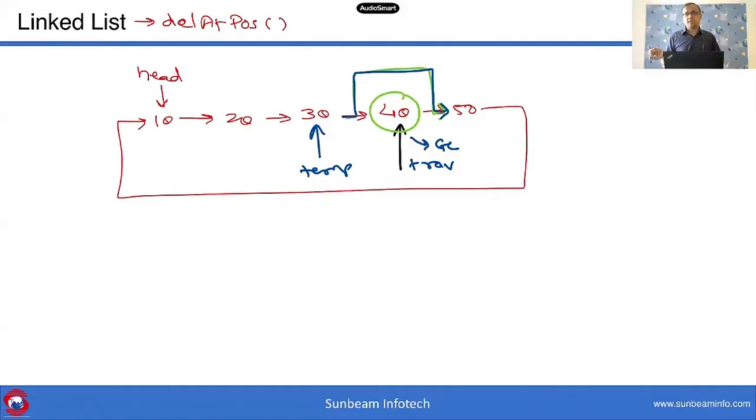So what all your steps are? Steps are pretty simple. Traverse till the position with a pointer behind, one thing. And second thing, simply say temp's next is equal to trav's next. Okay, that is good.